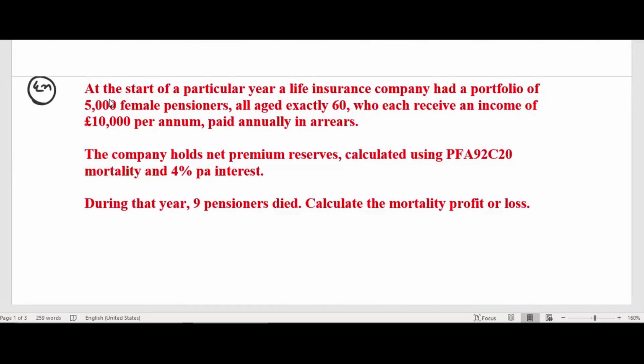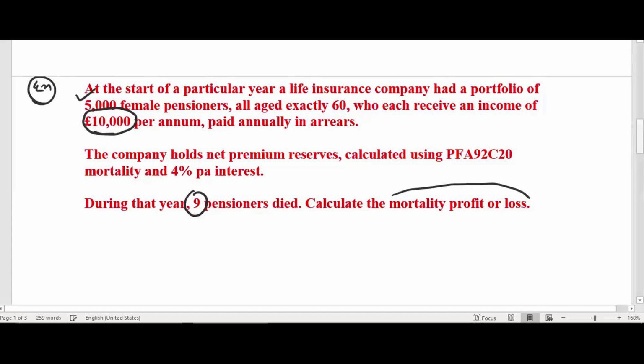At the start of a particular year, a life insurance company had a portfolio of 500 female pensioners, all aged exactly 60, who each receive an income of 10,000 per annum paid annually in arrears. Why they are getting, we will not go into that. Maybe they are government servants who retired, or maybe they are from the business community, and they contributed a lump sum. And in return, the company will pay a whole life annuity. But remember, 10,000 per annum, this is the amount, and there are 5,000 female pensioners. The company holds net premium reserves calculated using 4% interest. 9 have died. Calculate the mortality profit or loss. This is the question.